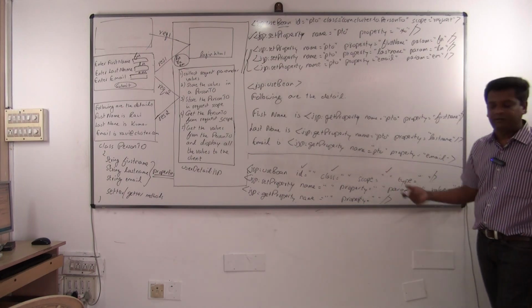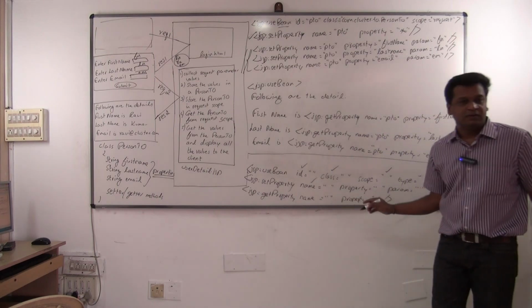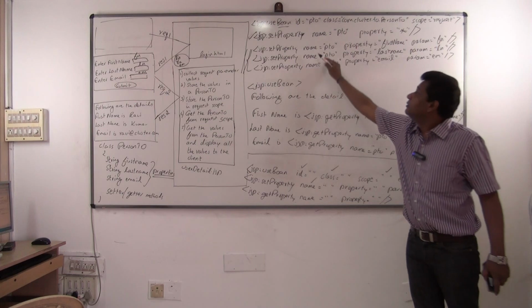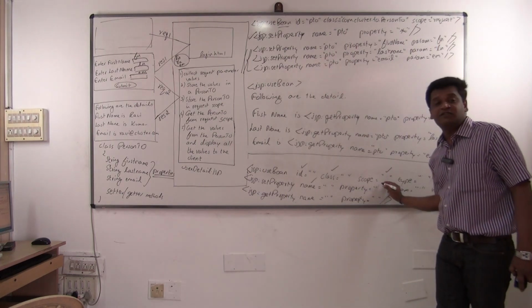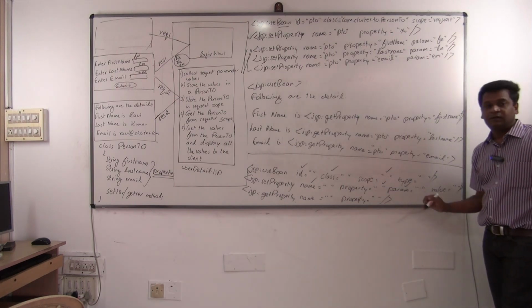This is one attribute. So then next, name I covered. In which TO I want to put the property? setProperty. Name is equal to PTO. Property is equal to, means you are telling what is the property in the TO you want to store. Then param is used for what?